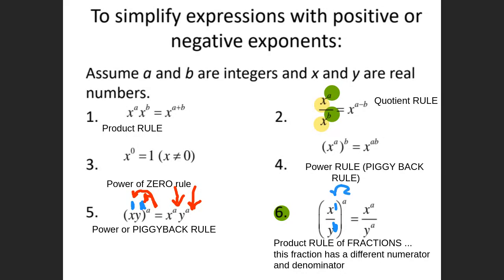It distributed, which is how I got x to the a, y to the a. And again, if x to the a and y to the a could be reduced, I now would still reduce them. All of these are old rules. If you need your notes, pull them out. This is just a review sheet.